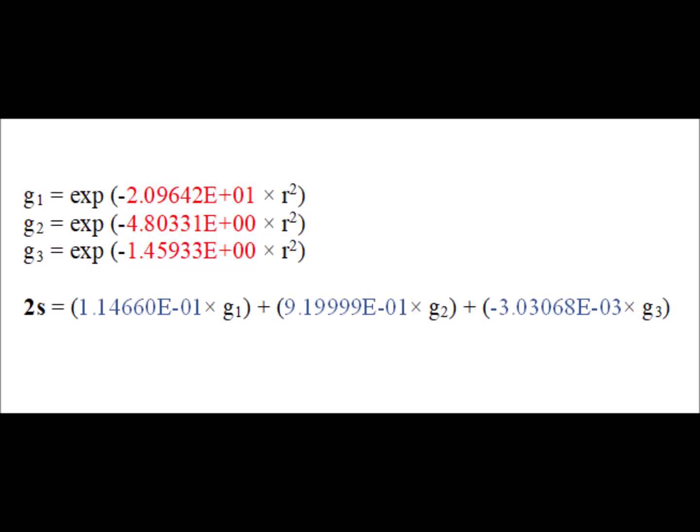Here we have written out explicitly the forms of the three Gaussians which are used for the first function to represent the carbon 2s orbital, showing the exponents clearly in red, and then that the 2s orbital is a linear combination of those Gaussians with the coefficients that were shown in the table and in the GFInput output.